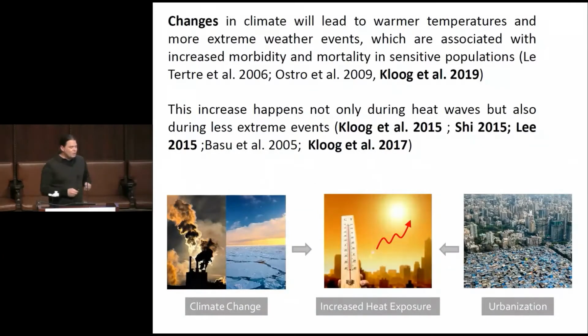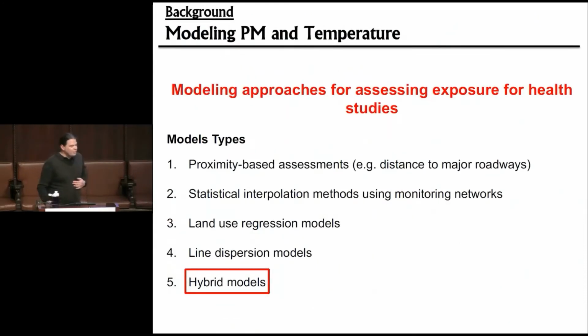Changes in climate will also lead to warmer temperatures and more extreme weather events, which are associated with increased morbidity and mortality in sensitive populations. This increase happens not only during heat events, but also in less stressful or less extreme heat events, and we've published on that in an EHP paper in 2015.